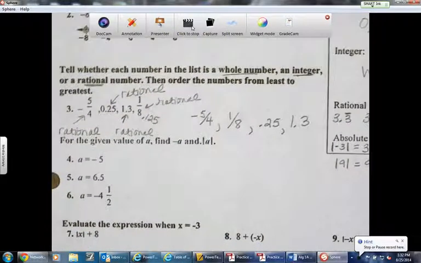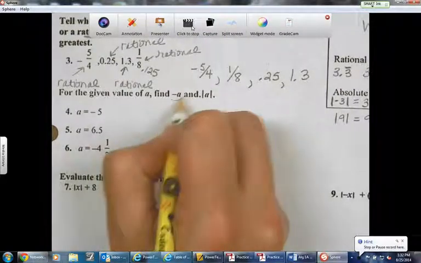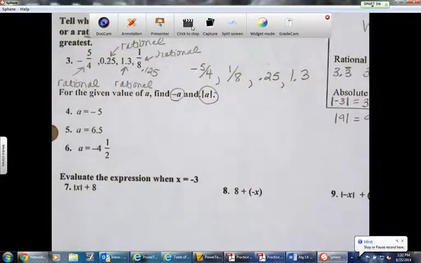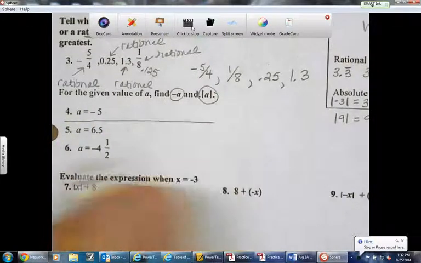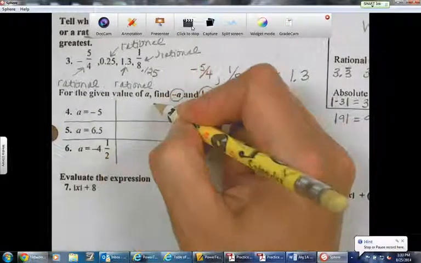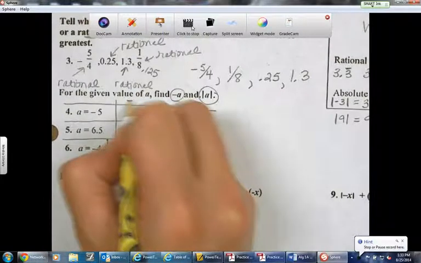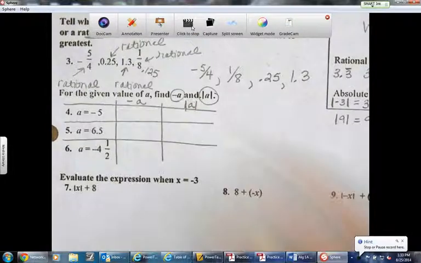Alright, this says for the given value of A, and this is tricky, it says find the opposite of A, or negative A, and the absolute value. So I should have 2 answers on both of these. So I think what I'm going to do here, to kind of cheat myself a little bit, is make this into a little table. And I'm going to say, in this column, I want everything that's the opposite of A, and in this column, I want the absolute value of A, like that. If you want to do this on your homework, that's fine too.